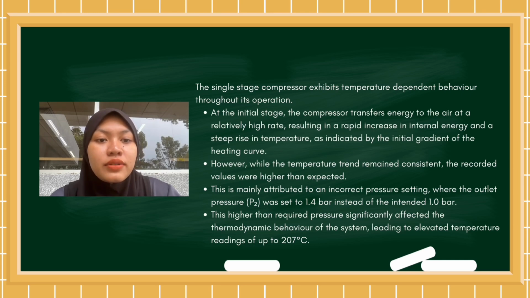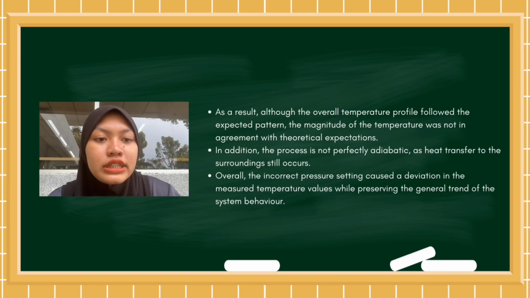However, although the temperature trend remained consistent, the recorded values were higher than expected. This is mainly attributed to an incorrect pressure setting, where the outlet pressure P2 was set to 1.4 bar instead of the intended 1.0 bar. This higher than required pressure significantly affected the thermodynamic behavior of the system, leading to elevated temperature readings of up to 207 degrees Celsius. As a result, although the overall temperature profile followed the expected pattern, the magnitude of the temperature was not in agreement with theoretical expectations.